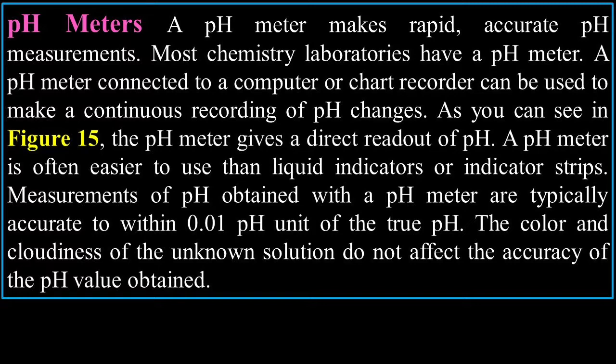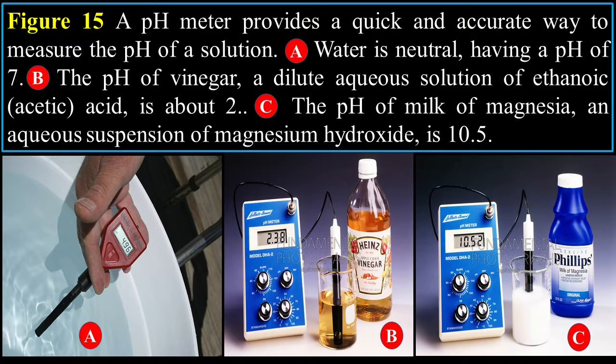Very minor changes in blood chemistry can indicate something might be seriously amiss. This is Figure 15. It shows a pH meter, and it provides a quick and accurate way to measure the pH of a solution. For instance, A, water is neutral, having a pH of 7.